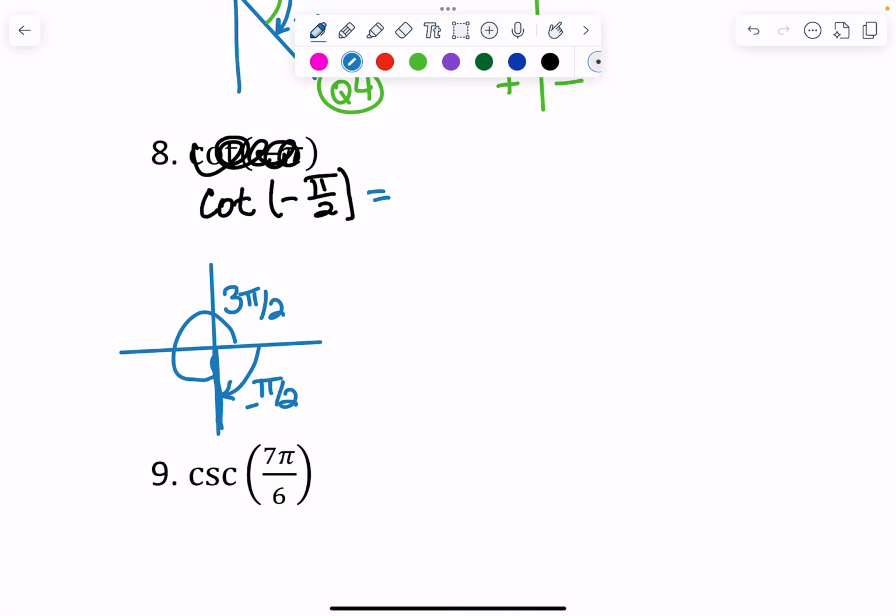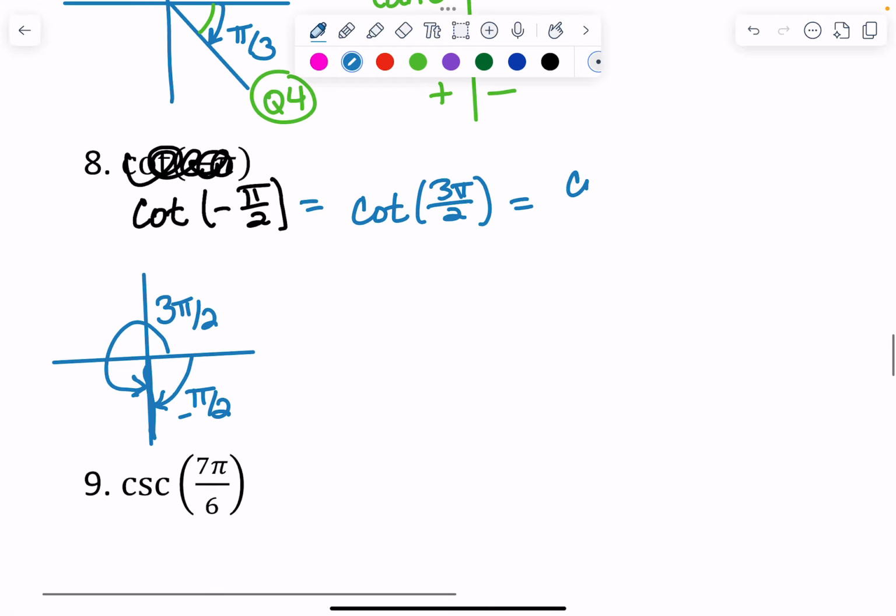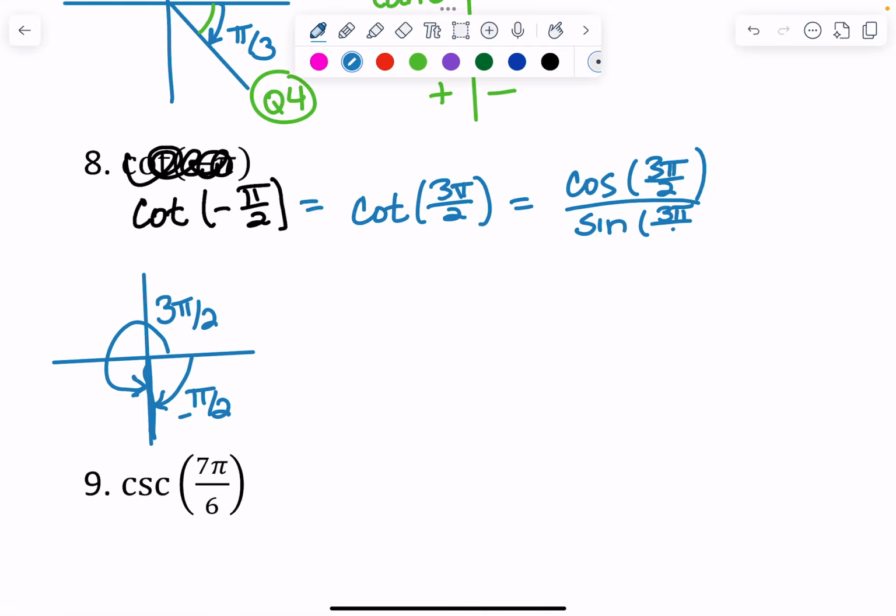So I have a cotangent of 3 pi over 2 if you want to go the positive way around. This one's what we call a quadrantal angle. So we need to look at what's happening on that quadrant line. So I'm going to rewrite it. A cotangent is equal to cosine of 3 pi over 2 over my sine of 3 pi over 2. Cosine is my x value.